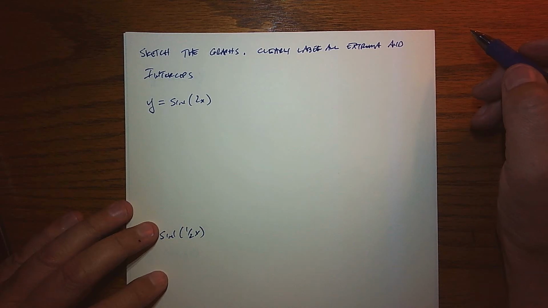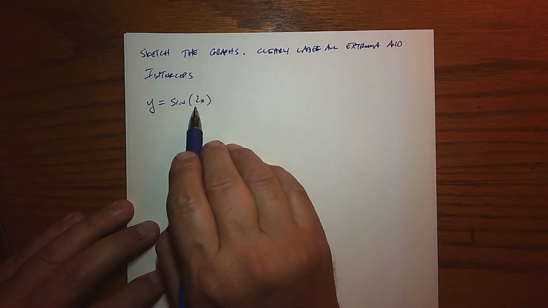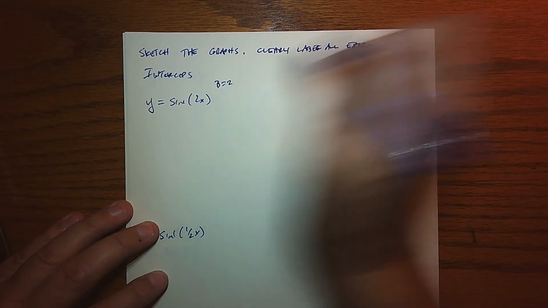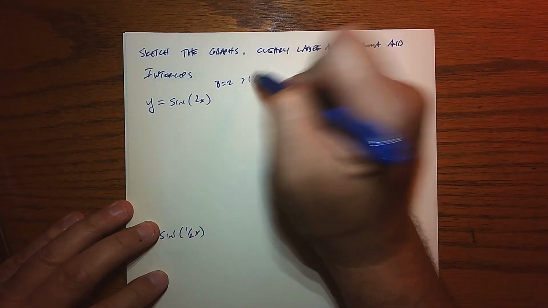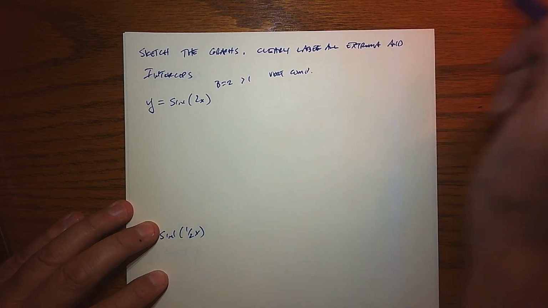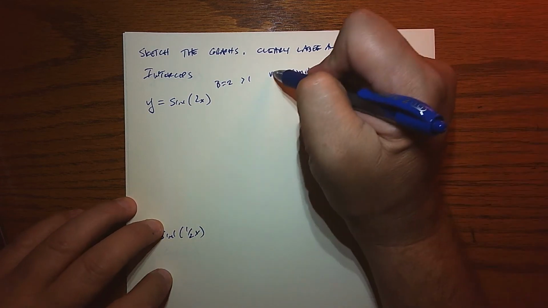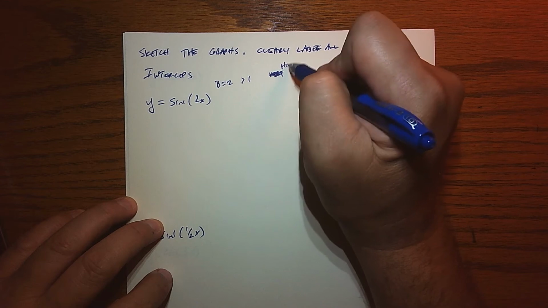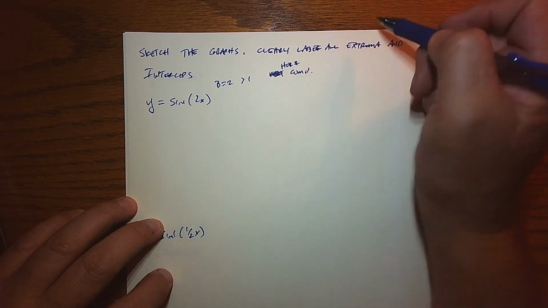Okay, so let's practice what we learned. In this case, our b is equal to 2, so this is greater than 1, so I'm expecting a horizontal compression on this graph.